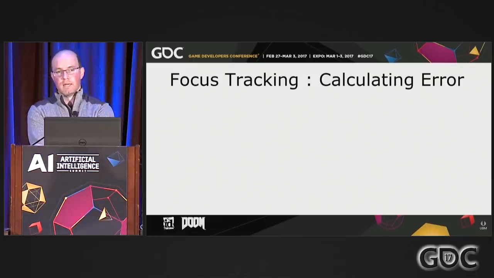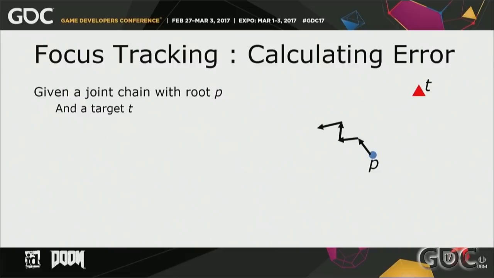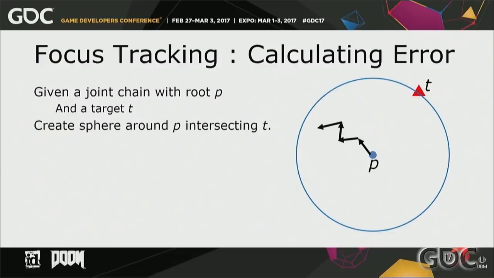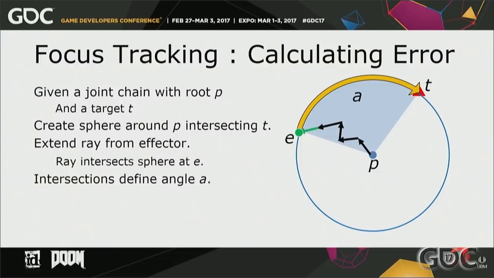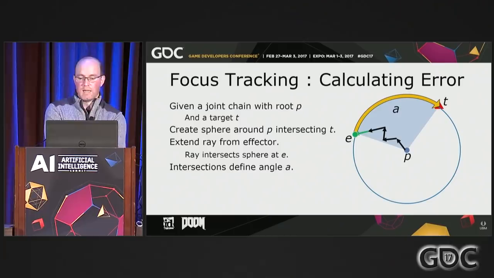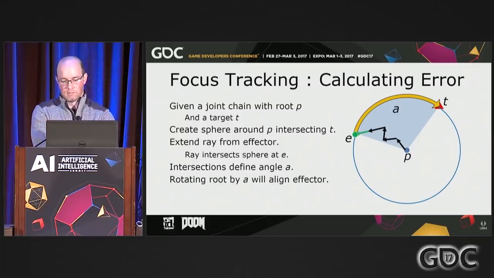The way we calculate angular error in our IK is what we call the circle trick. Given an IK chain, or a joint chain, rooted at P, and a target T that you want to align with, first create a sphere around P that intersects T. Then, simply extend a ray from the effector and find where it intersects the sphere. In this case, I've labeled it E. Those two intersections on the sphere define an angle, here labeled A. And rotating the root by A is going to align the effector, like that.